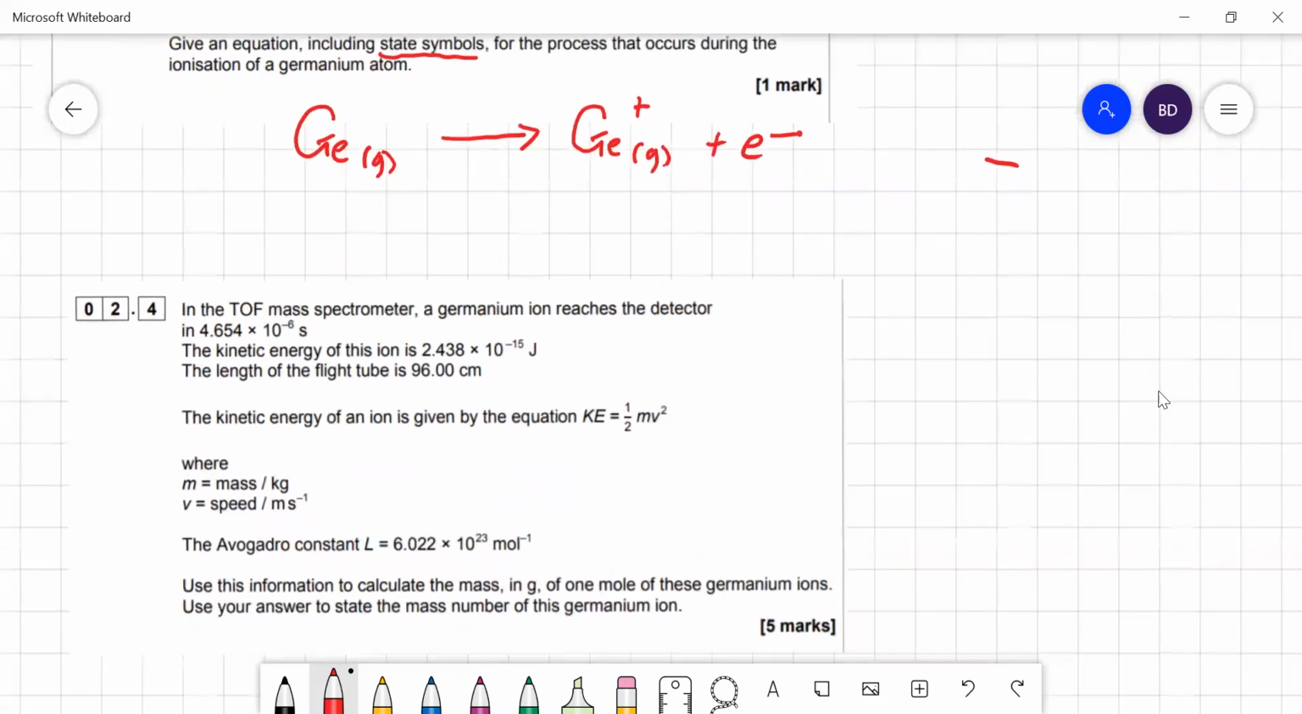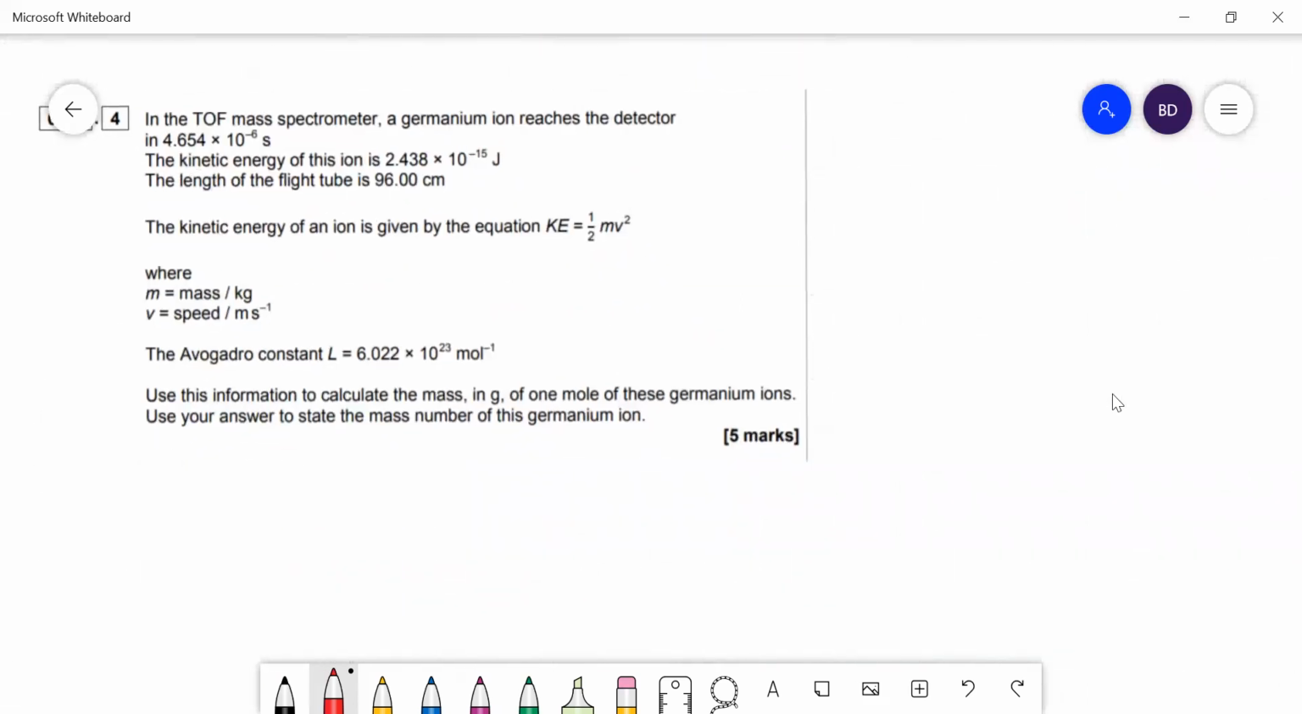Here's a time of flight calculation now. It gives us the time, t, the time for the time of flight. It gives us the kinetic energy, we know that. We know the length of the flight tube, let's call that d for distance, we know that. It gives us the Avogadro constant, L. Use this information to calculate the mass in grams of one of those germanium ions, and use your answer to state the mass number of the germanium ion.